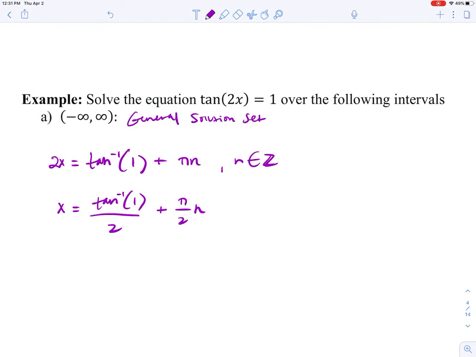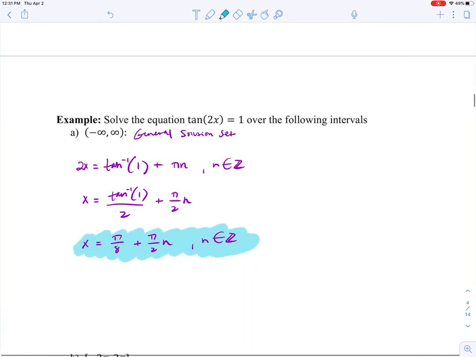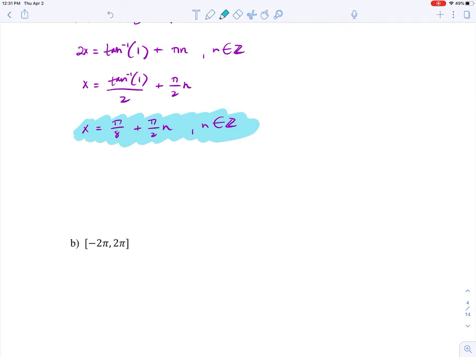Since 1 is a value for tangent on the unit circle, I can simplify that. Inverse tan of 1 is the angle pi over 4. So pi over 4 divided by 2 is pi over 8. So x equals pi over 8 plus pi over 2 times n, where n is an element of the integers. So that is our general solution set to the equation tan of 2x equals 1. Then if we want to use that general solution set, we can come up with all of the solutions over the interval from negative 2 pi to 2 pi.